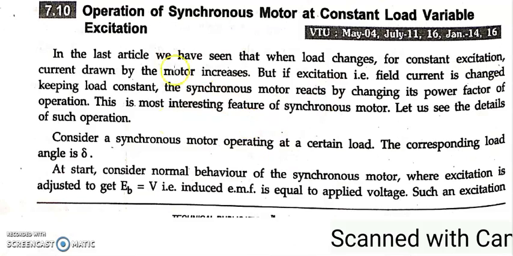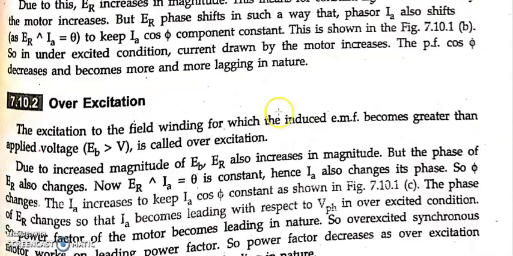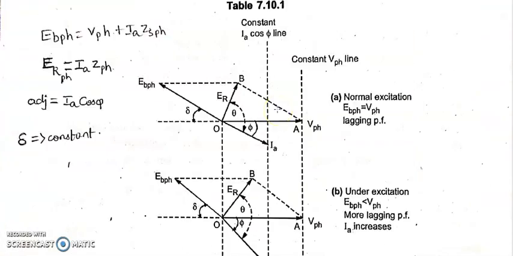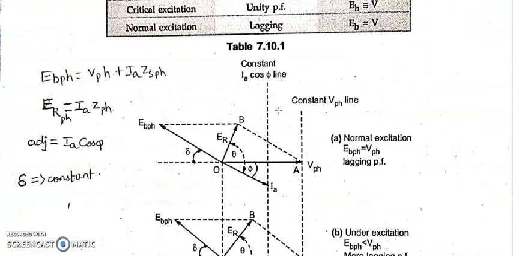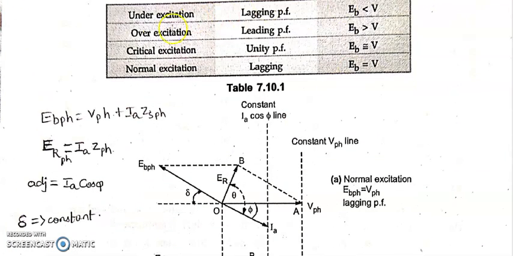So rather than reading all this, let us jump to the various diagrams over here. Make sure to remember this. Under excitation, you'll be getting a lagging power factor, and the EB per phase will be lesser than the applied voltage V phase. Under excitation is also called de-excitation. If IF is less, flux will be less, then EB will also be less. So in this case, EB will be less than V.